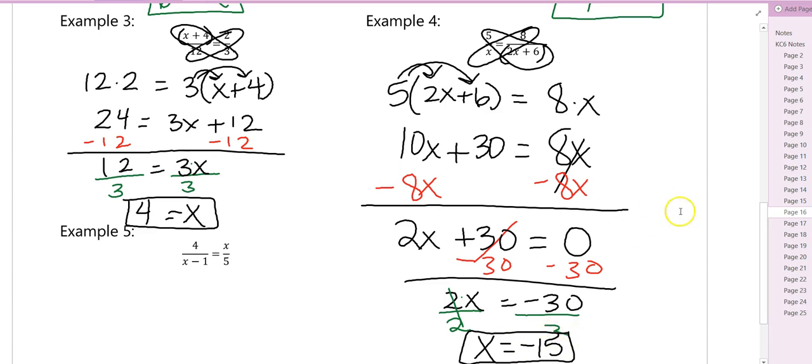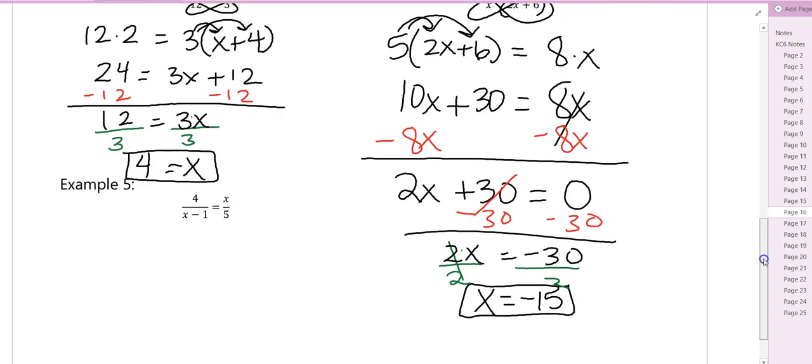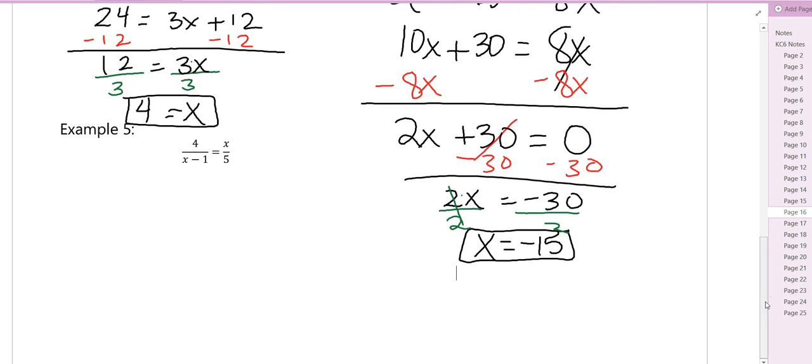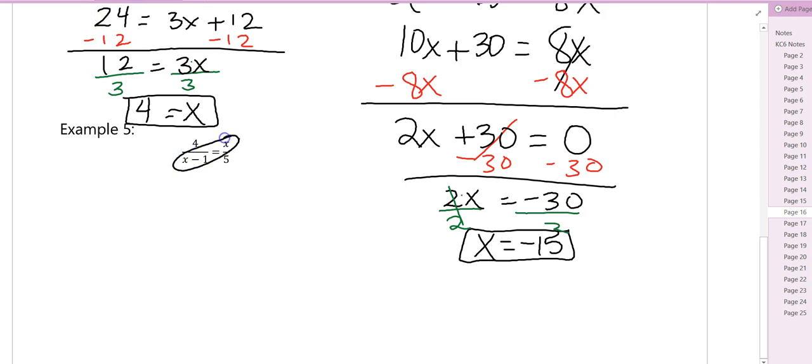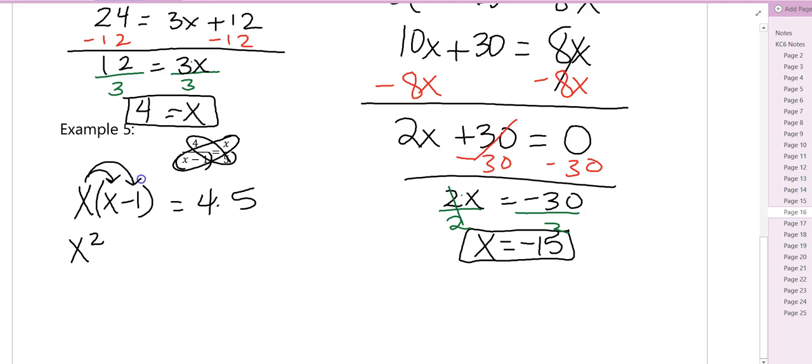All right, last example here. Actually, it's only one example. I see that I have 4 over x minus 1 times x over 5. So cross multiply here. I have x. There is more than one term here, so I'm going to put that in parentheses so I know to distribute. And that's going to equal 4 times 5. So when I distribute here, x times x is x squared. x times a negative 1 is negative x. Bring down my equal sign. 4 times 5 is 20.